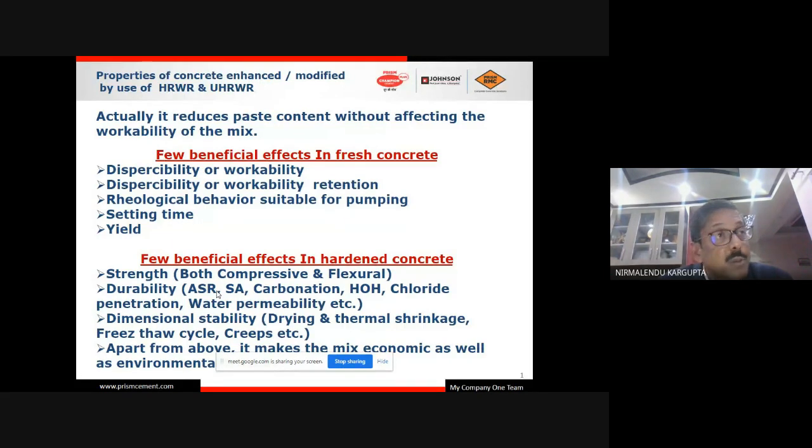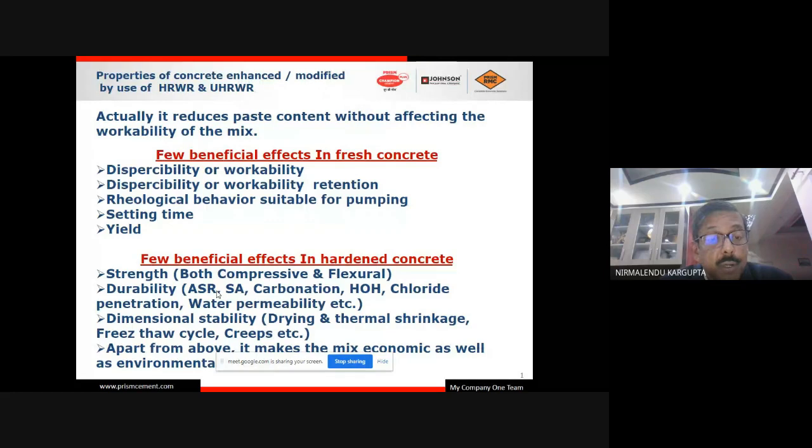Carbonation is also reduced because calcium hydroxide content remains in the paste and paste volume is reduced. Heat of hydration is reduced because paste volume is reduced. Chloride penetration is reduced because when we change the water cement ratio, pore refinement and grain refinement both take place. So it is giving impermeable concrete, and chloride penetration will also be taken care of. Water permeability, same thing, is also reduced. Dimensional stability is also improved. Drying and thermal shrinkage, freeze thaw cycle, creep, all are because of reduction of paste content.